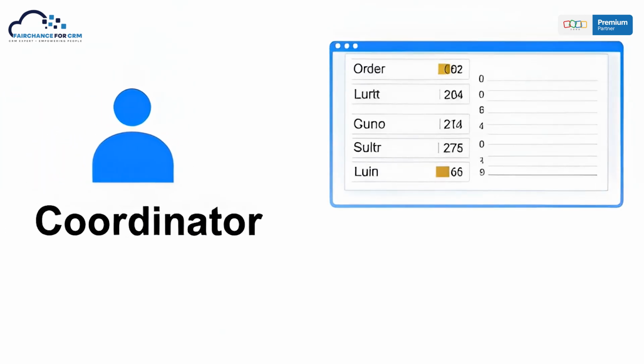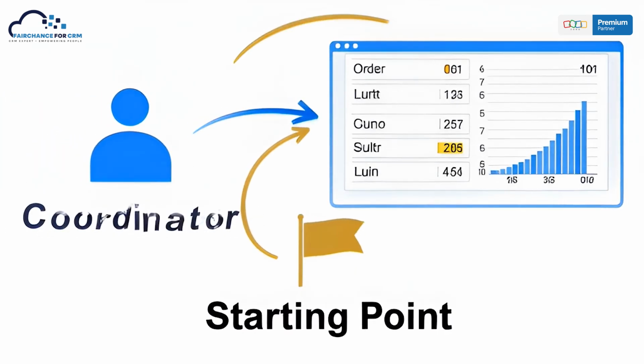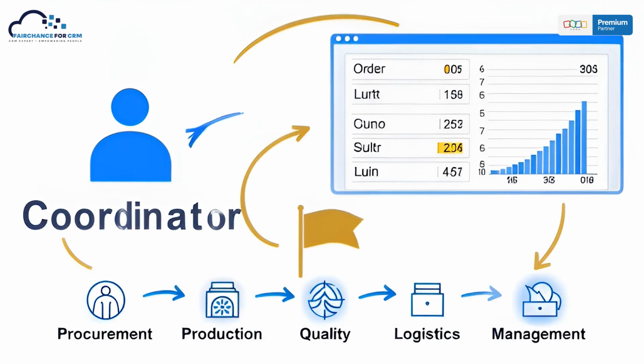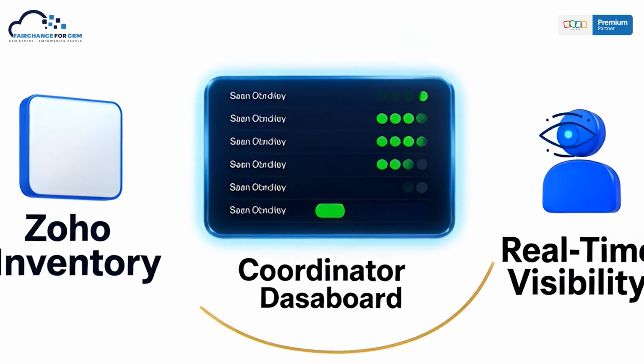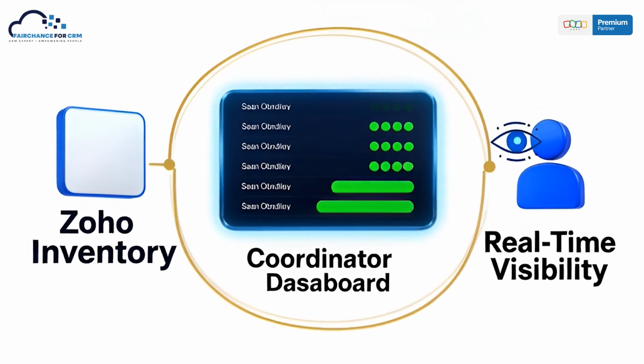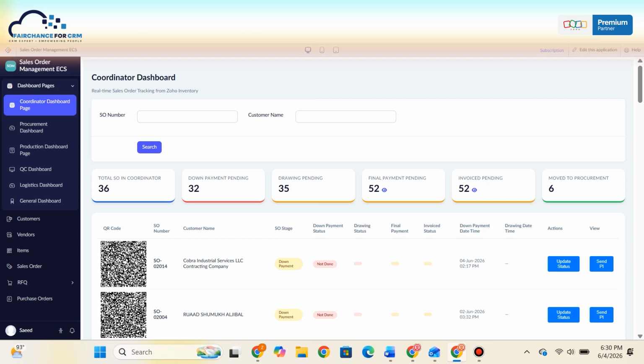So now let's take a closer look at the coordinator dashboard, which serves as the starting point of the entire sale order management process. The coordinator dashboard provides real-time visibility into all sale orders received from Zoho Inventory and allows the coordinator to track the progress of every order from a single screen. So now I will show you the coordinator dashboard.